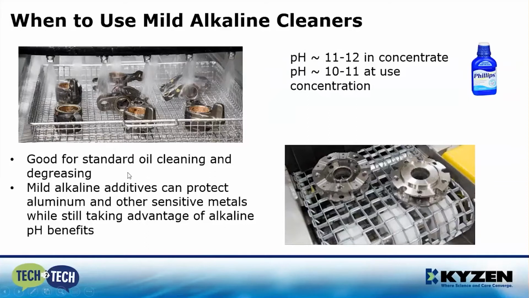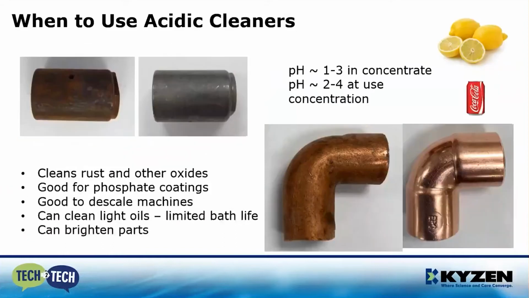We're getting all of the benefits of the alkaline cleaning, and we're able to actually include a lot of the inhibition packages for aluminum or other soft metals. So it doesn't matter what you're cleaning, you can get oil off with a mild alkaline cleaner. So why would I ever use an acidic cleaner? Well, if you're not cleaning oils, acid is great at cleaning rust and other oxides.